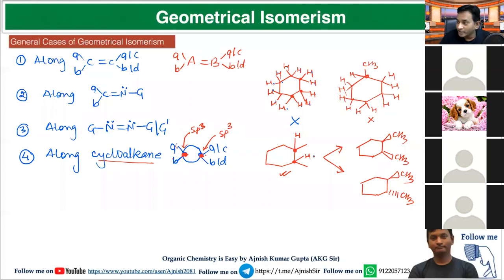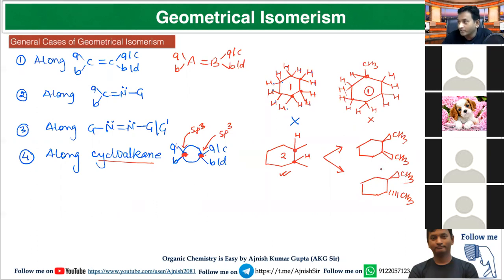Any molecule which shows GI will exist in more than one form. Any molecule which does not show GI will exist only in one form. No isomer of that molecule is possible, but 2 isomers of this molecule are possible.